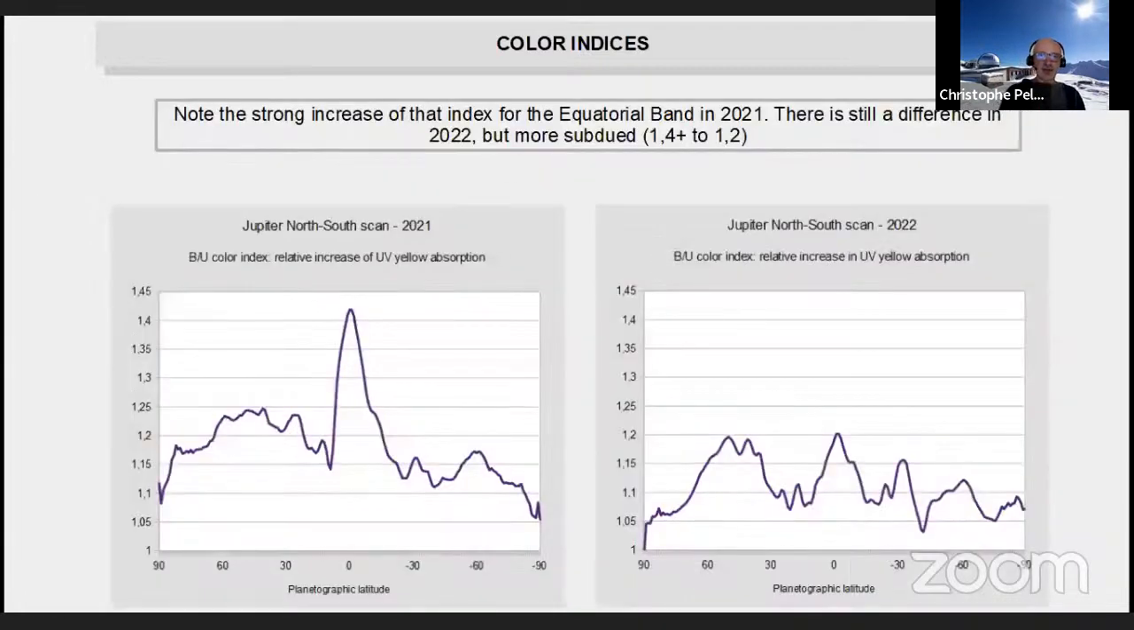So, for example, here are the two indices from 2021 and 2022. At left, you can see that there was a great increase of the index for the equatorial band. This is the huge bump at the middle. And there is still a difference in 2022, but more subdued. The index for that band, that belt, was 1.4 in 2021 and only 1.2 in 2022.